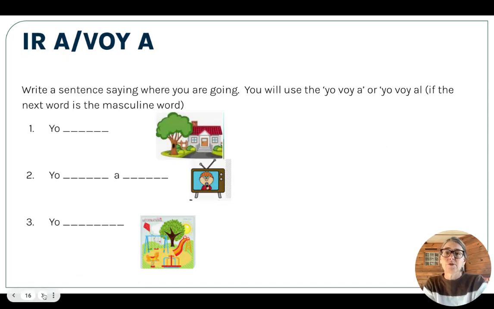So your task is to take this and say, oh, I'm going to go to the house. So your answers are on the next slide. So practice this for a moment. I'm going to watch television, and I'm going to the park, or I'm going to walk to the park.